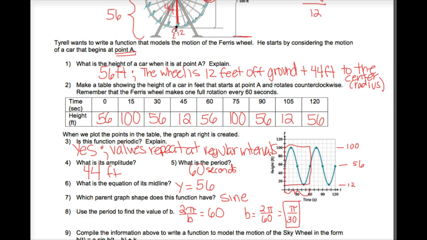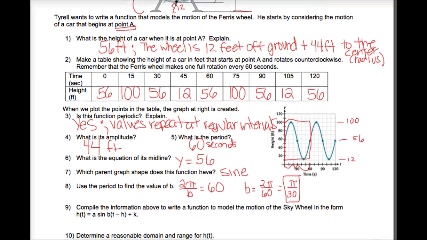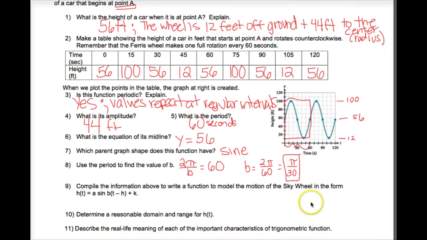All right, so now that we've done that, number 9 asks us to compile the information above to write a function to model the motion of the sky wheel in the form h of t equals a sine b t minus h plus k. So we've had a lot of practice looking at a picture and writing the equation. So this is no different than what you did on your worksheets last week. So we look at this picture.